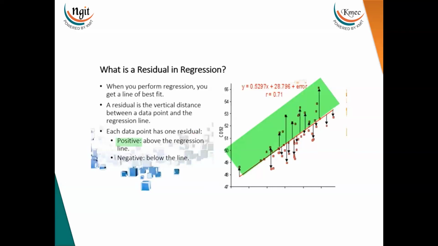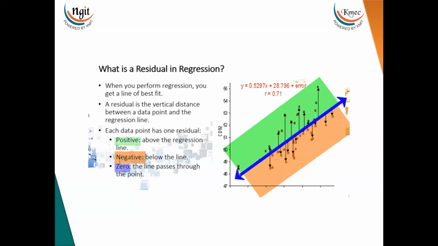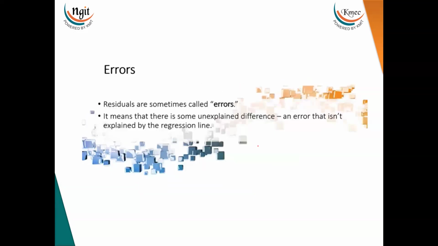When you see this regression line, the data points above it are called the positive residuals, and the data points below the regression line are called the negative residuals. And if the line passes through the data points, then the residual is zero. So what do we mean by these residuals? Residuals are sometimes also called errors. It means there is some unexplained difference, an error not explained by the regression line.